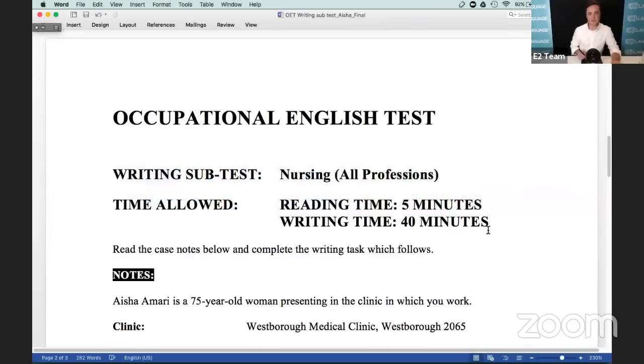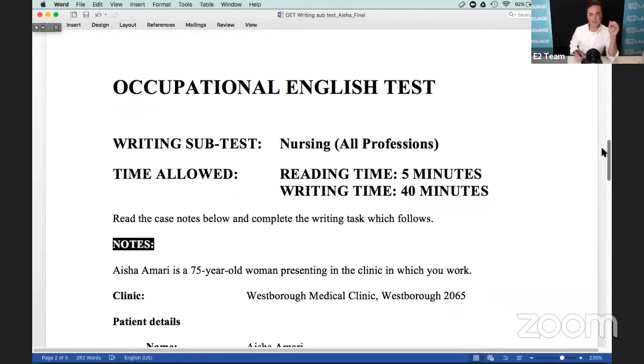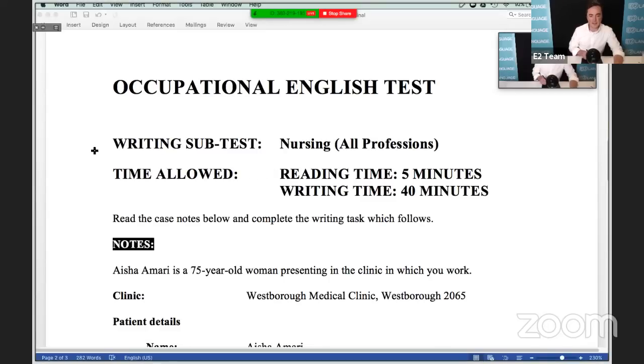All right, cool. And you should be looking at my screen here. Here we go. So let's just quickly have a look at the rules. If you're new to this, I should point out, time allowed. How much time do you get? Well, you get 5 minutes reading time, and you get 40 minutes writing time.